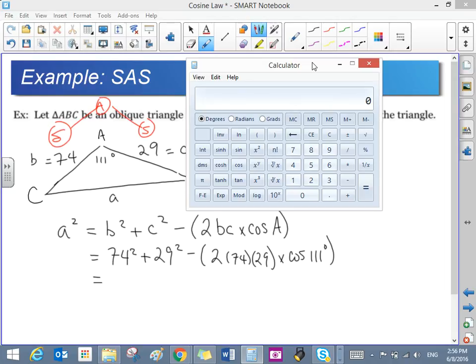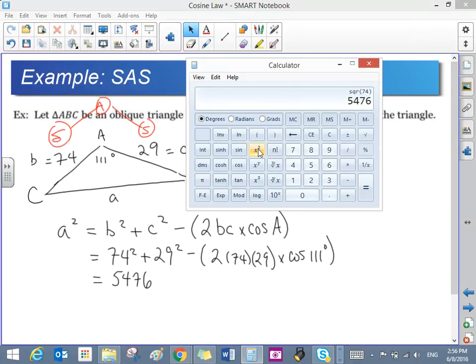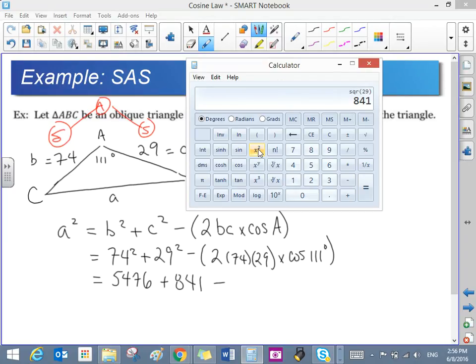So what we can do is we can do the squares first, and write those down. So 74 squared is 5476. And then 29 squared happens to be 841. Minus, okay, let's open up a bracket here. And let's do all of the bracket.